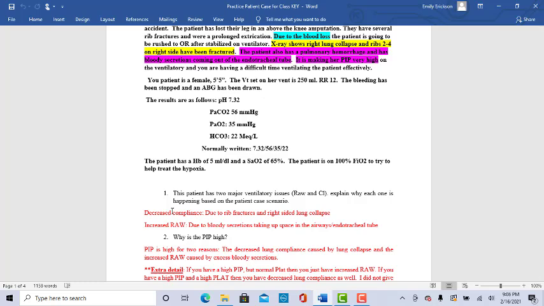And I would want you to say due to the bloody secretions taking up space in the airways or the endotracheal tube, because I told you that this patient has excess secretions and that they're taking up airway space. I really want you to list that as the reason that the airway resistance is increased. So just be specific when you're answering questions, especially for this next exam. I'm going to want you to be a little bit clearer about the reasons why, and I'm going to be a little bit more picky about some of these answers.